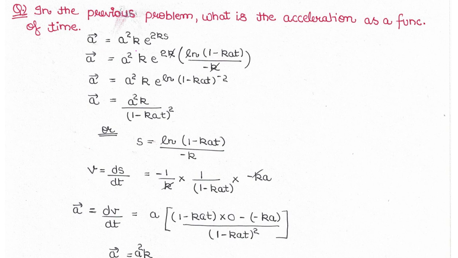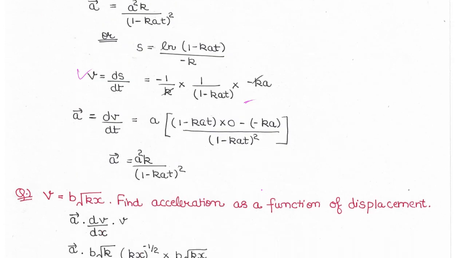In the previous problem, what is the acceleration as a function of time? So a is equal to, we already got this thing. If you integrate, then we can find v is equal to ds by dt is equal to this thing, and we know acceleration is nothing but dv/dt. So after putting this value, we get a is equal to this thing.